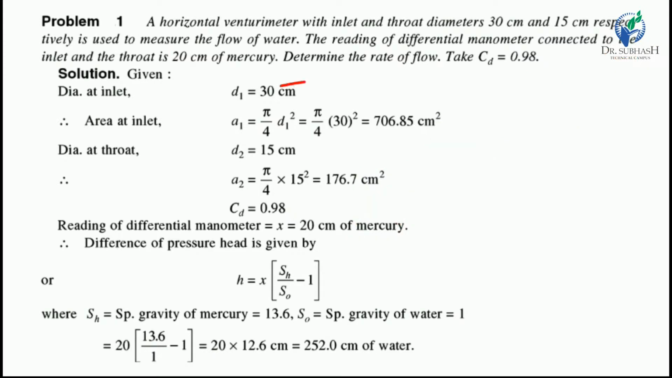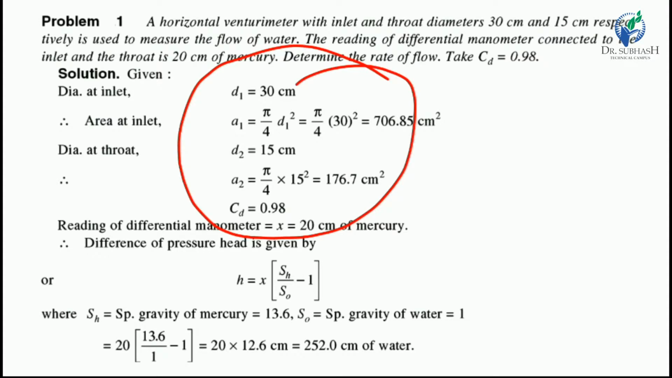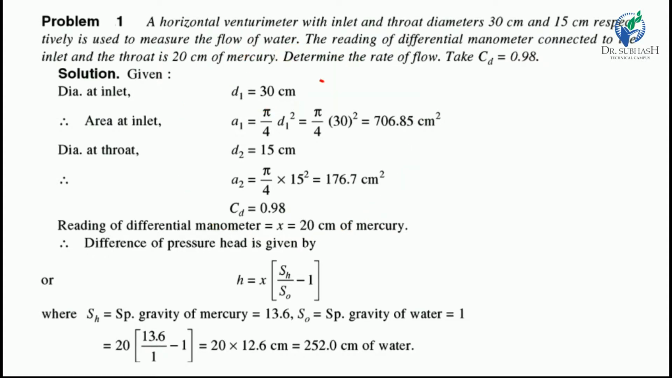Now determine the rate of flow. Take the coefficient of discharge for the Venturimeter as 0.98. Okay, so we write the data which are given. D1 means the diameter at section 1, 30 centimeter. The area we can find from the diameter at section 1. D2 at section 2, A2 means the area at section 2, and D2 is given, so we find A2. Now Cd is given.